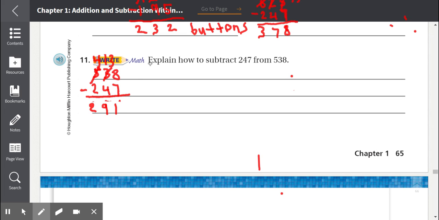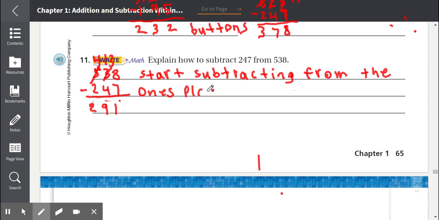Okay, so the steps we did were: start subtracting from the ones place, then the tens, and then the hundreds.